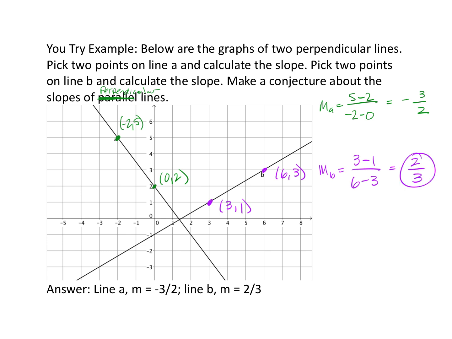So my two slopes are -3/2 and 2/3. What we might notice about these is that one is positive and one is negative, and the fractions are flipped over. They are reciprocals of each other. And that turns out to be generally true. Perpendicular lines have opposite reciprocal slopes.